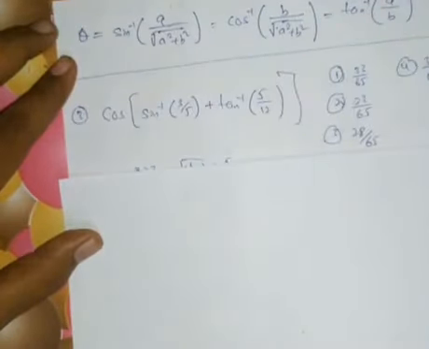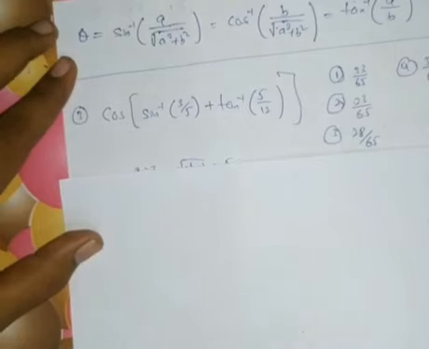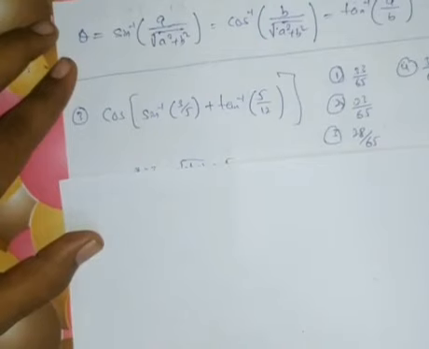The next question is the third question: cos of sin inverse of 3 by 5 plus tan inverse of 5 by 12. It is asking for the value of this total function. The options are given like this: first option is 33 by 65, second option is 23 by 65, third option is 28 by 65, fourth option is 38 by 65. Before proceeding into the solution, look at the question: sin inverse of 3 by 5 plus tan inverse of 5 by 12.